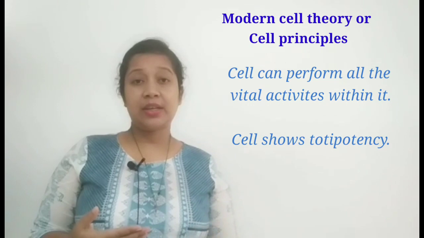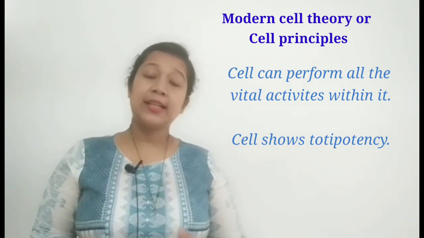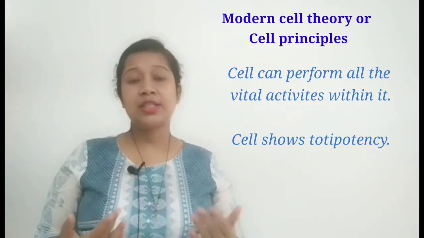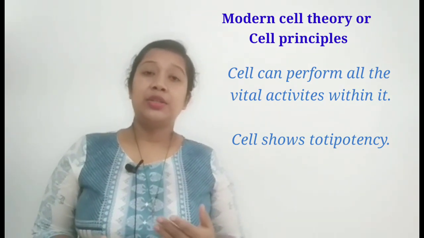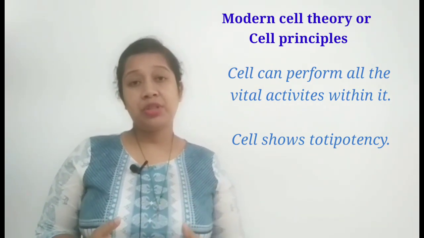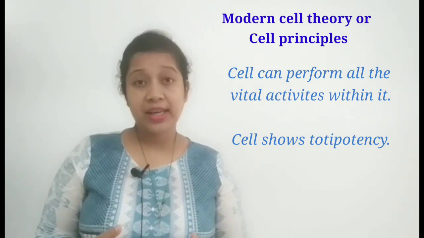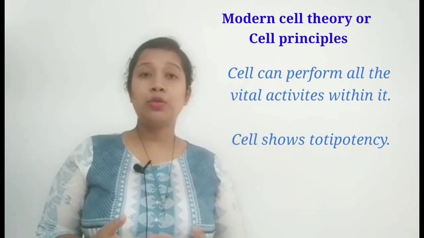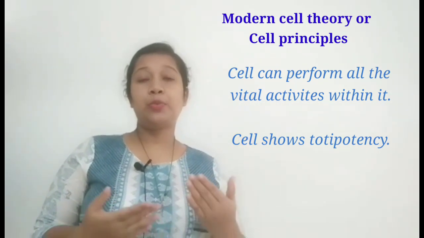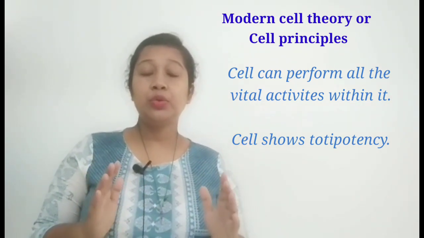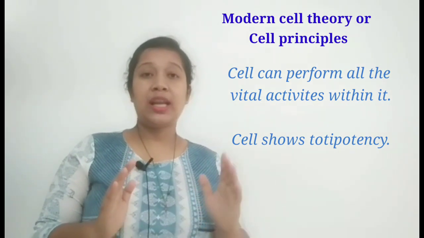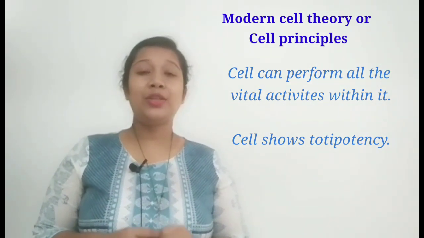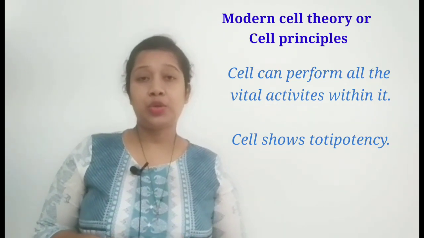A cell can undergo mutations. A cell can repair or heal itself. So all such theories or features, or we can say facts, that came into existence were put inside a new theory which is called the cell principle or cell doctrine, or what we call the modern cell theory.